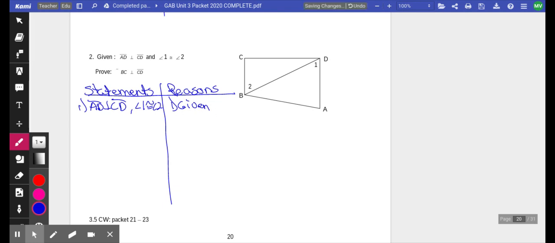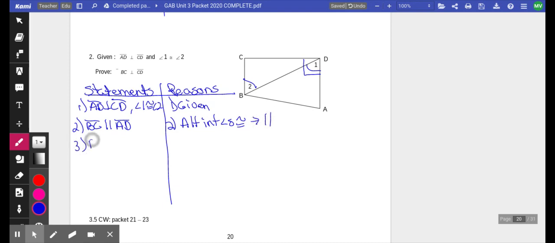So we know that AD is perpendicular to CD. We know that 1 is congruent to 2. And I want to show that BC is perpendicular to CD. Well, knowing that 1 is congruent to 2 tells me that BC is parallel to AD. And that's because if alternate interior angles are congruent, then the lines are parallel.